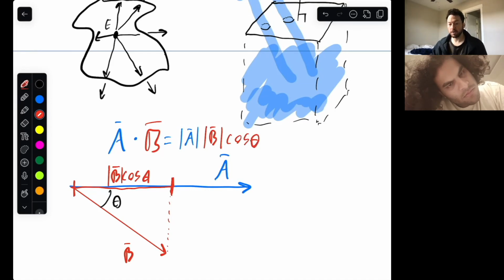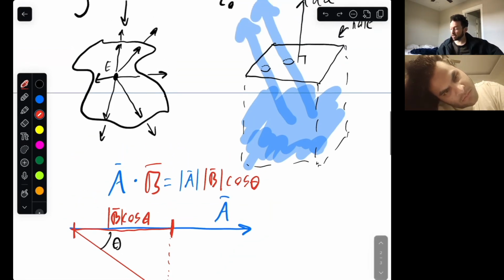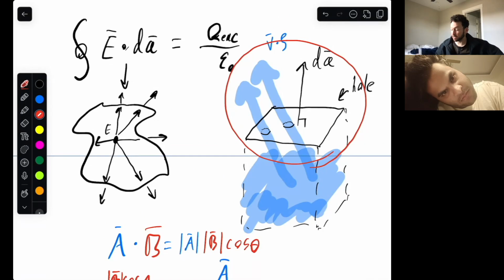It takes the part of the B vector that lies along A, and then it multiplies it by the magnitude of A. And that's what this is. Now that I've described this mathematically, there should be a question of, well, what the hell is the point of this? Well, in order to understand the point of this whole thing, I want you to tell me why a dot product gives us the flux in this situation.